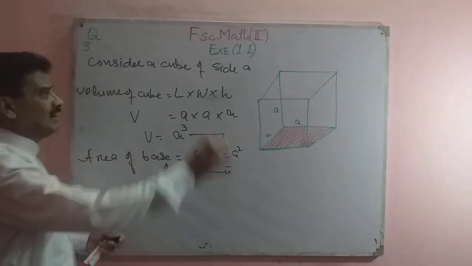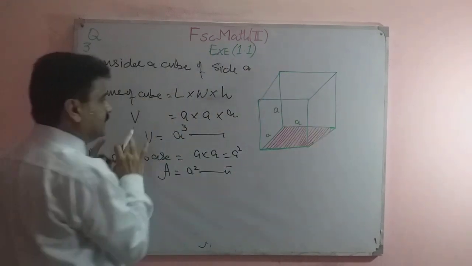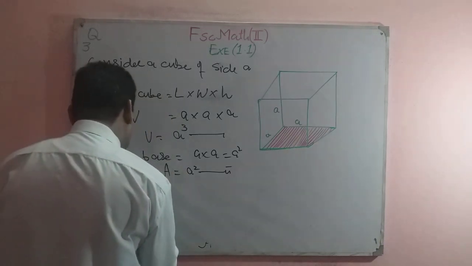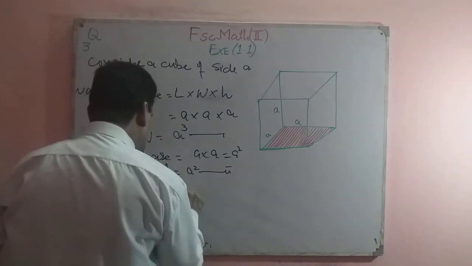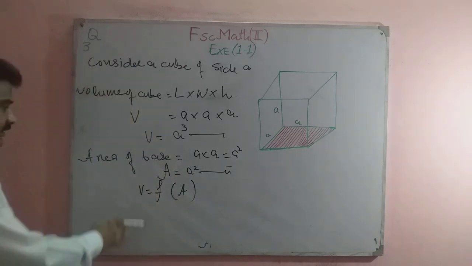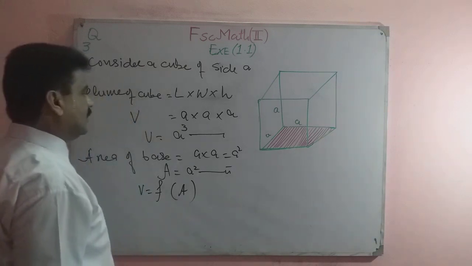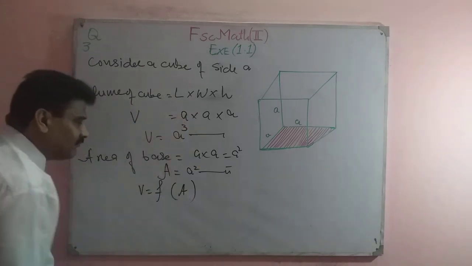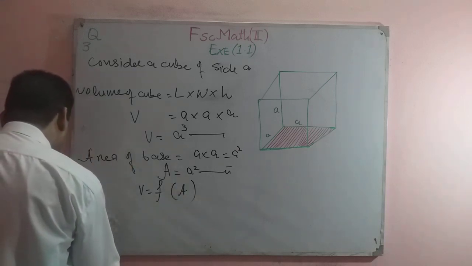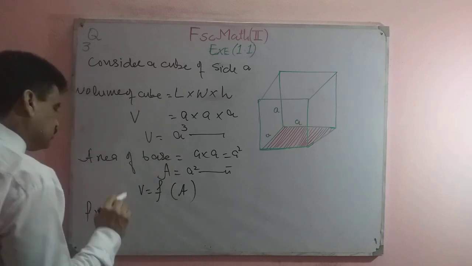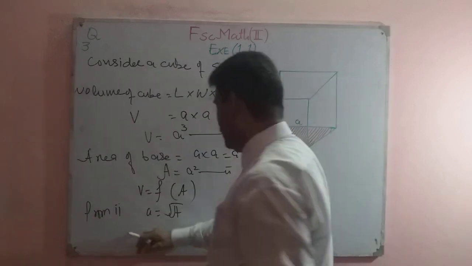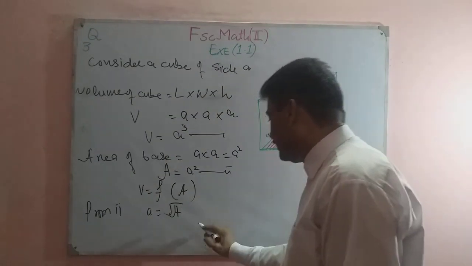We have to show that the volume of cube V is a function of the area of its base. We have to show that V is equal to f of A. We just eliminate small a from relations 1 and 2. You know, from 2, small a will be equal to under root A. We put the value of small a, which is under root A, in equation 1.